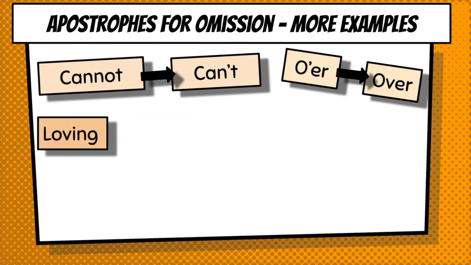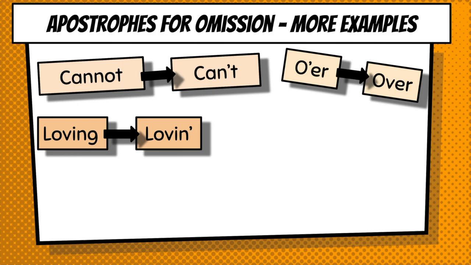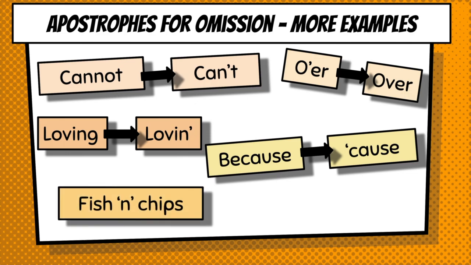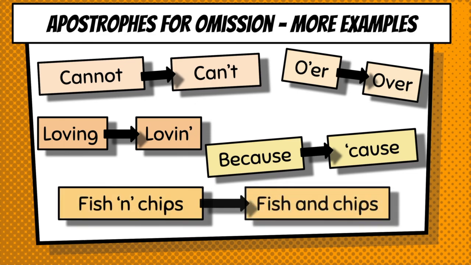We've got loving becomes lovin'. So you hear that in a lot of songs, and one particular famous fast food chain as well uses that. Take away the G, add an apostrophe to show it's missing, it's omitted. We've got because might become 'cause. Maybe you use that when you're texting a friend, but you probably don't include the apostrophe there. We've got fish and chips, similar to rock and roll. Obviously, normally it would be fish and chips.